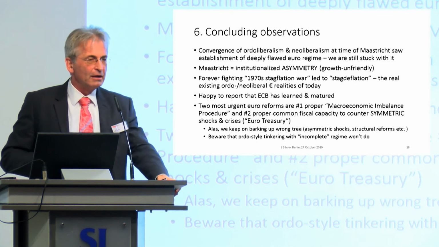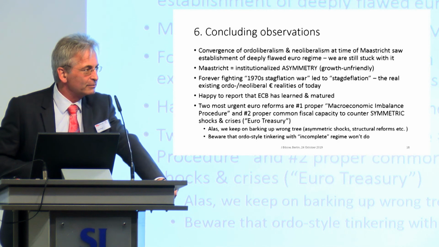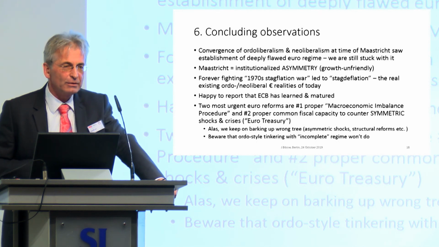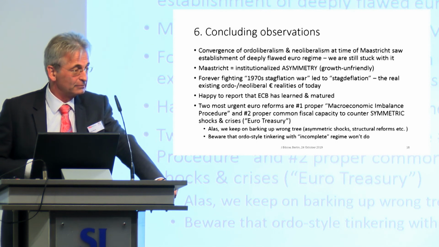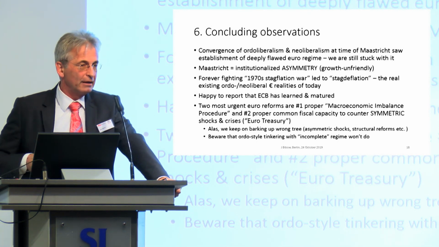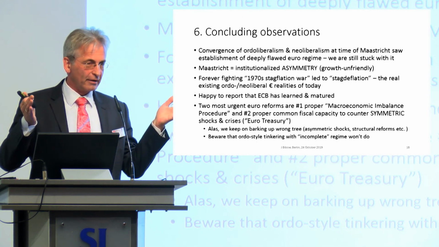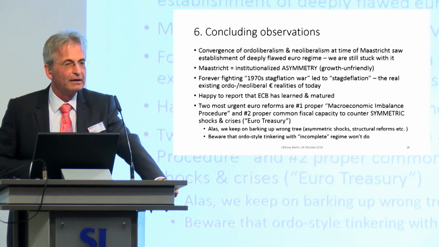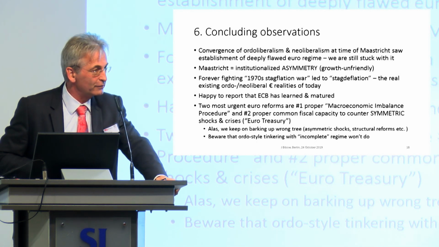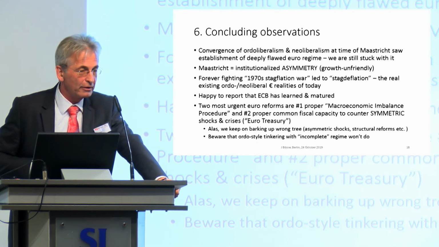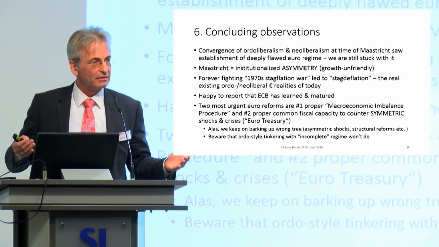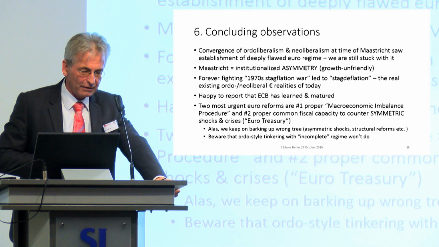Let me sum up. I focused on what I call the convergence of ordoliberalism and neoliberalism at the time of Maastricht, which gave us the Euro regime. We are still with that regime, we're stuck with it, and we're dealing with the problems. The key problem is Maastricht means institutionalized asymmetry, and looking at this with my Keynesian eyes, I consider this very unhealthy for growth. The mainstream, preoccupied with fighting the stagflation war of the 70s, does seem to see it differently, but I pointed out some of the ironies. We're now in the opposite kind of world. We have stag deflation, we have Japanification, because we've been obsessed with nothing but inflation and excessive deficits.